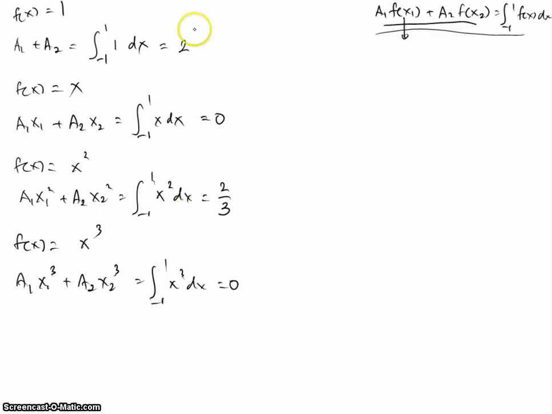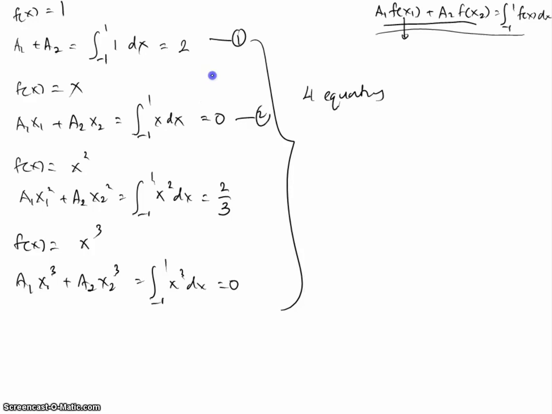So in the end, what do we have? From here we have 4 equations which are given by this, this, and this. You have 4 equations and you have 4 unknowns, which are a1, a2, x1, and x2. So with these 4 equations, you should be able to solve for these 4 unknowns.